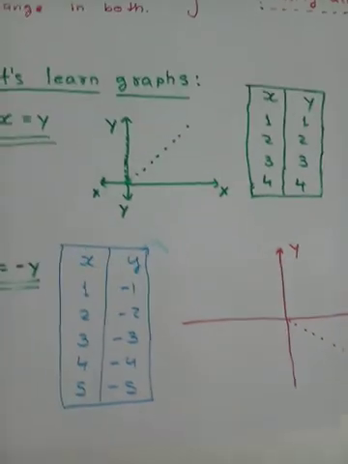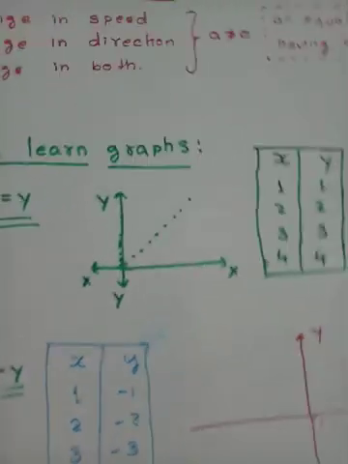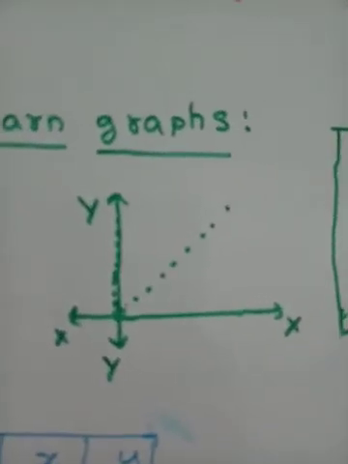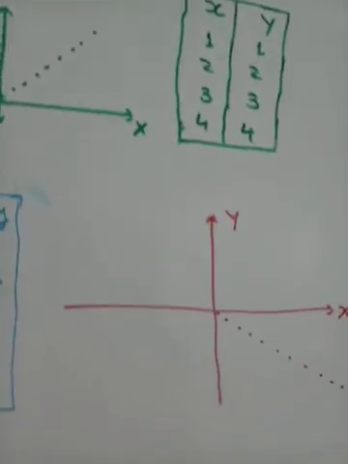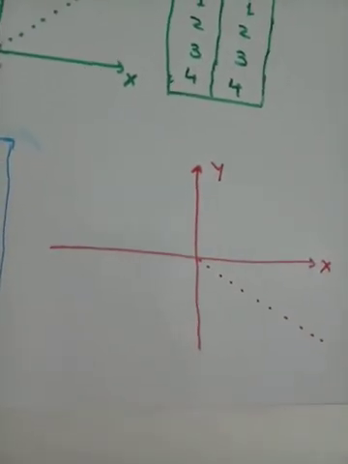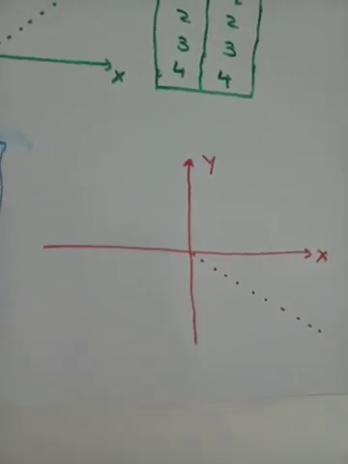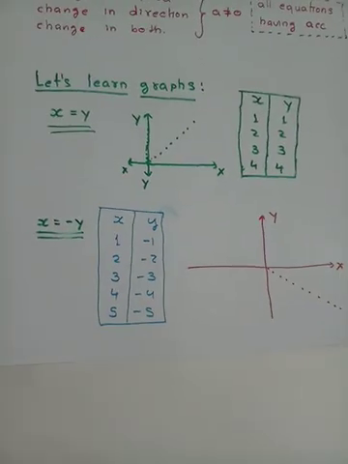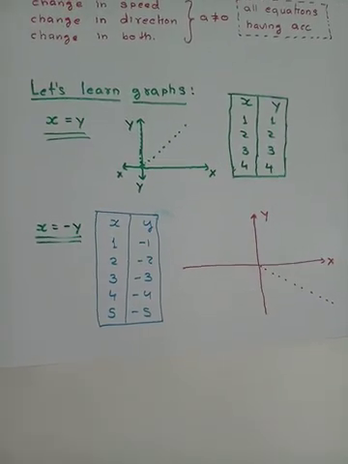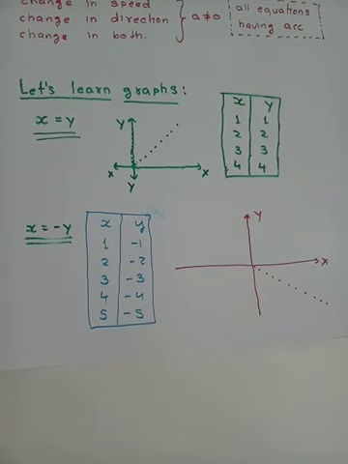So now try to differentiate this first one. This is the graph of x equals y, and this is the graph of x equals minus y. Now compare both these graphs, compare both these equations. Let us move further.